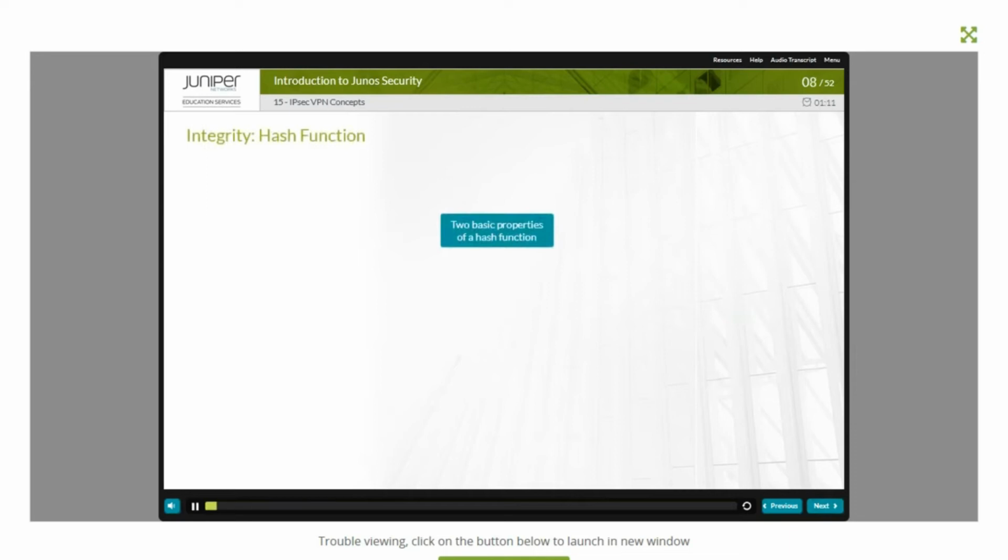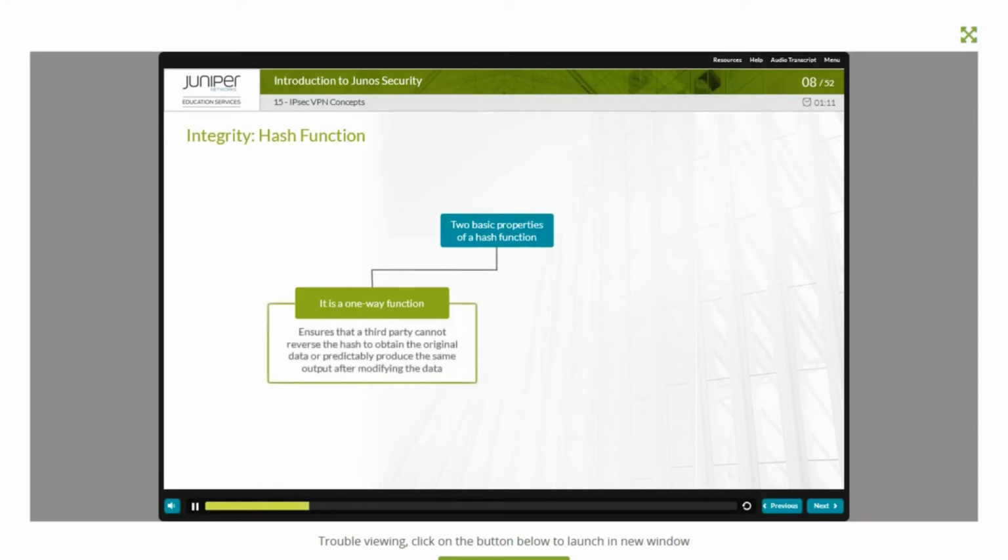A hash function must have 2 basic properties. It is a one-way function. In other words, you should not be able to calculate the original data from the hashed output. This property ensures that a third party cannot reverse the hash to obtain the original data or predictably produce the same output after modifying the data.